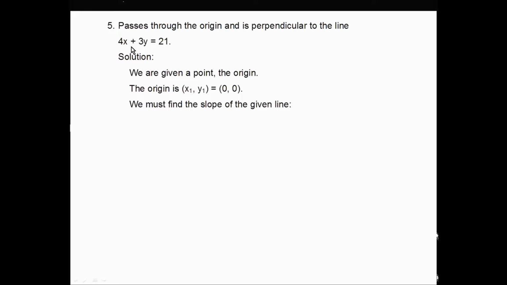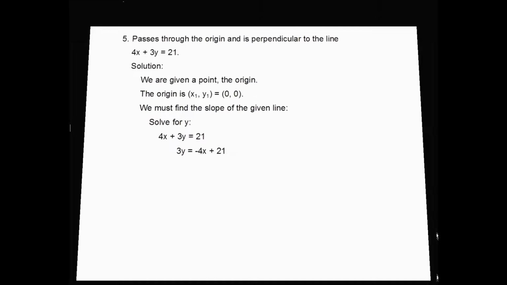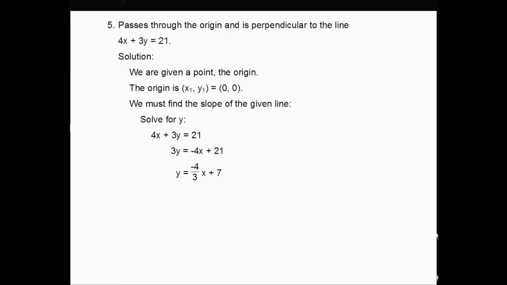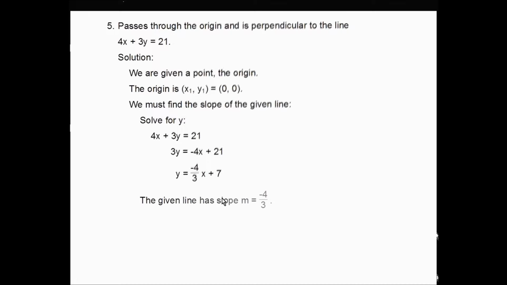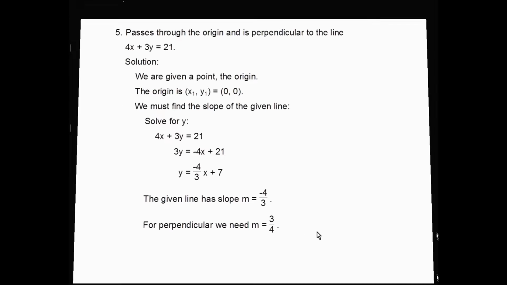So that means I have to solve its equation for y. So we start with 4x plus 3y equals 21. Subtract 4x. So 3y is equal to negative 4x plus 21. Divide it all by 3. So y is equal to negative 4/3 x plus 7. Okay, this line has slope negative 4/3. Remember, for perpendicular, flip it over and change the sign. So we need m to be 3/4.